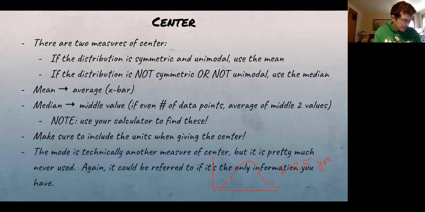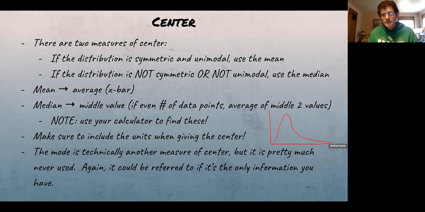The mode is technically another measure of center, but we don't use it typically. In fact, if we don't have any information except for a histogram, I probably wouldn't even talk about the mode there. I would say the mean or the median is going to be approximately somewhere in this range. So whatever these values are right here, I would say the mean or the median is approximately there. And we're going to talk about which one's most appropriate. Well, we already did that.